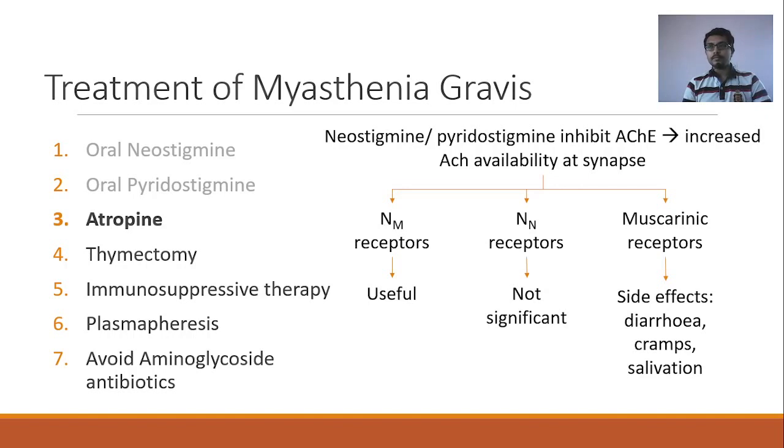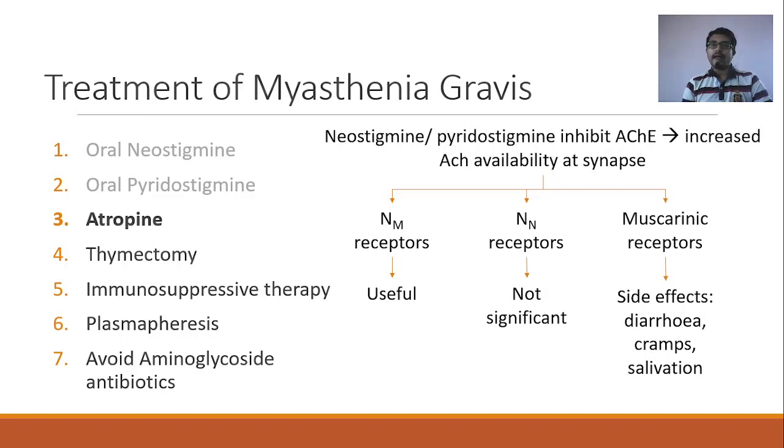Remember, parasympathetic system is for rest and digest purposes. So if you increase acetylcholine availability in GI system, what is going to happen? Rest and digest. So digest, there is increase in intestinal activity. So there is cramps, there is diarrhea. Digest, there is increase in glandular activity, there is salivation. So all these side effects are there.